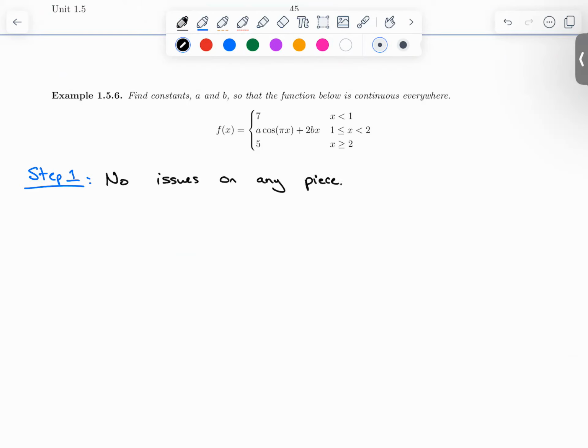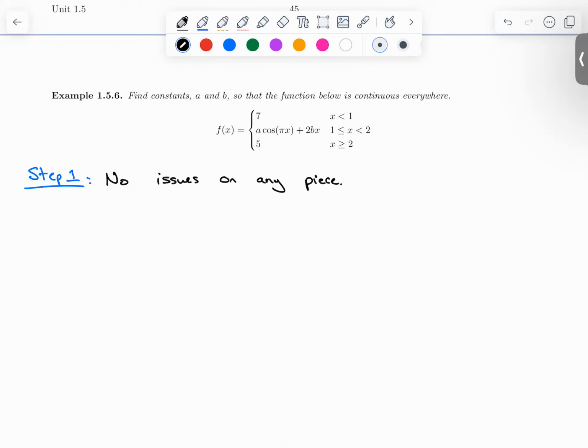No issues on any piece. 7, constant function, totally continuous. 5, constant function, totally continuous. Cosine and 2bx, those are both defined everywhere. We're not going to be dividing by 0 or anything like that.